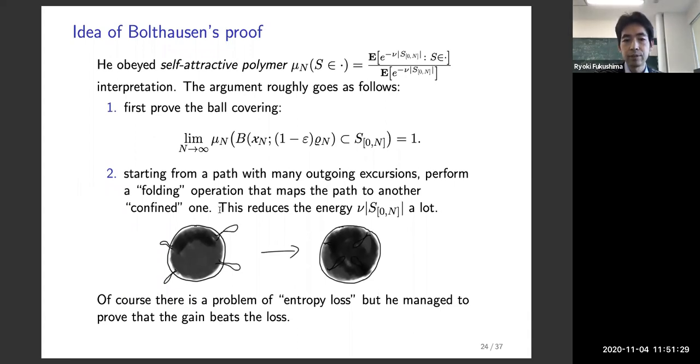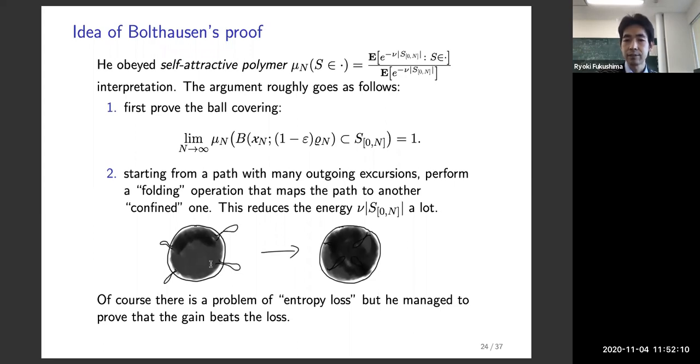And if you do this folding operation, then certainly this reduces the energy or the cardinality of the range. And here we need ball covering property. If ball is not covered by the random walk range, even if you fold outgoing excursions to inside, maybe you don't increase the cardinality if there is something missing in the ball. But here, because we know that inside of the ball is completely filled, if you fold outgoing excursion to inside, then certainly cardinality decreases. And therefore, it reduces the energy.